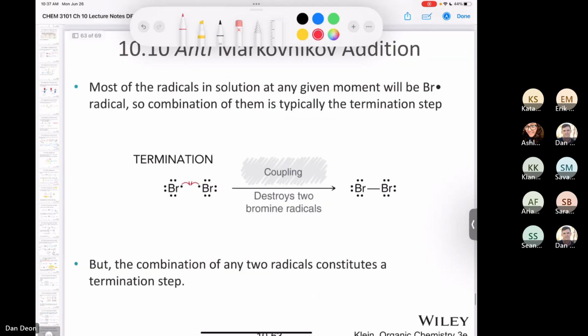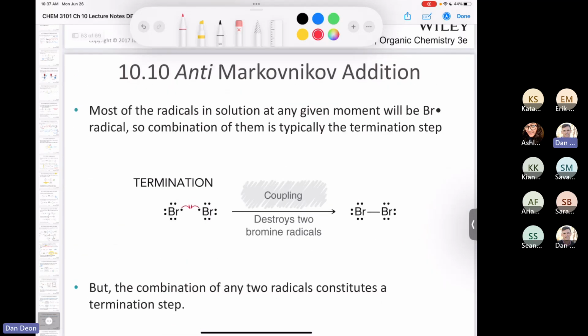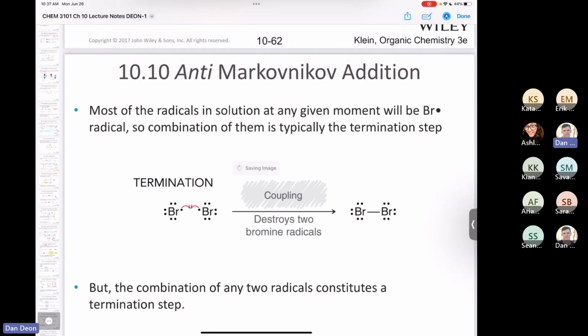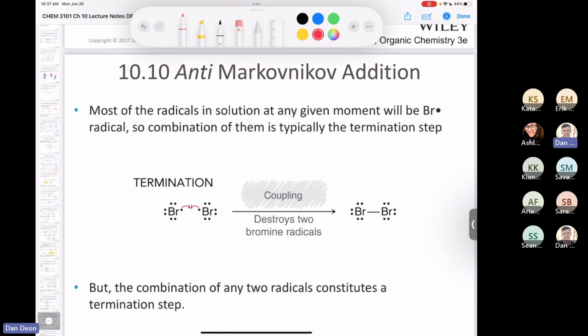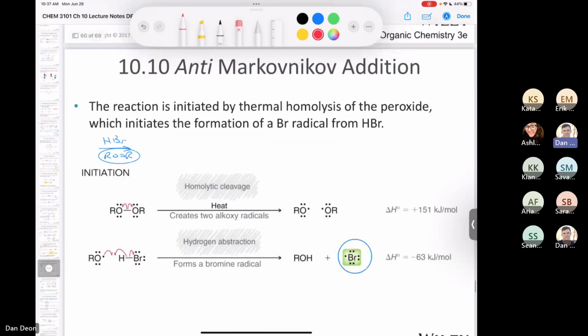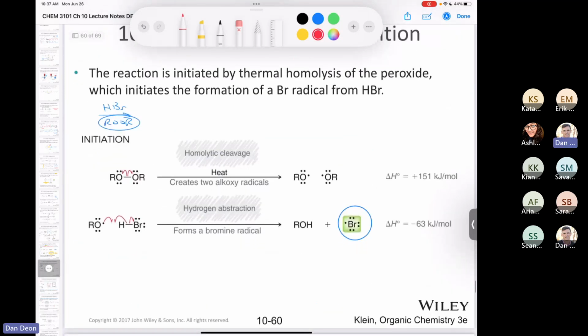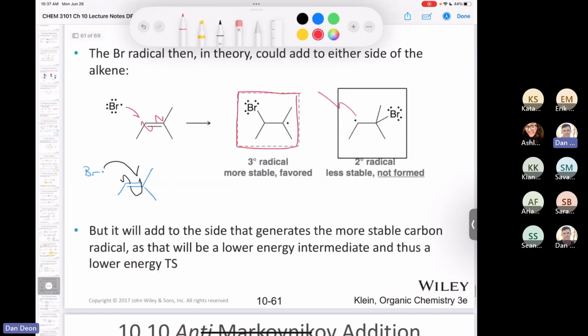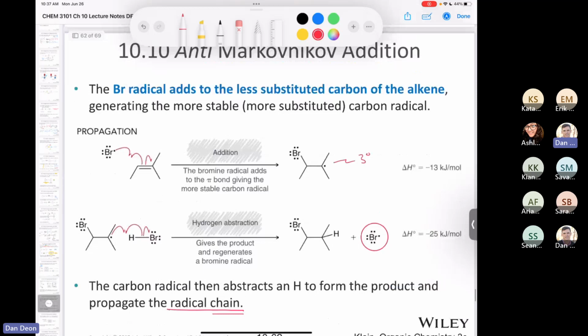So if we take a look at this, it says most of the radicals in solution at any given moment are going to be the bromine radical. So a combination of them is typically what we're going to have for our termination step. So if we go back a couple of slides here, this is going to be our initiation. It involves two steps. Our propagation is here. It's going to involve halogen addition. So we'll put here bromine addition.